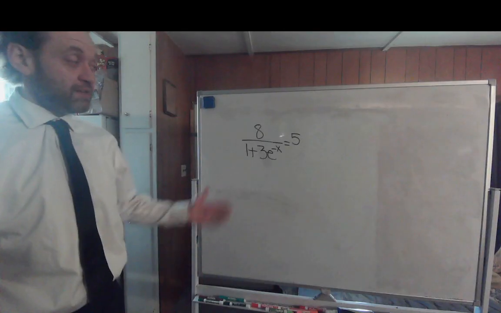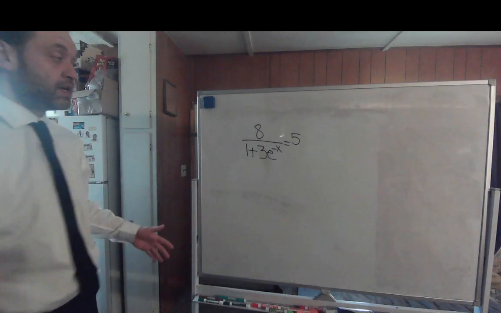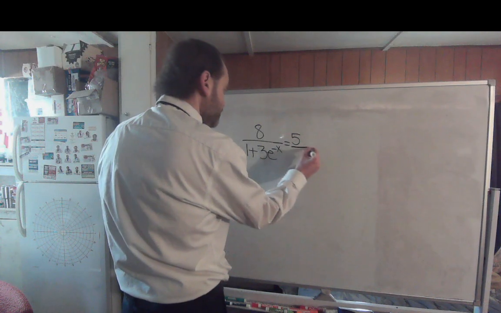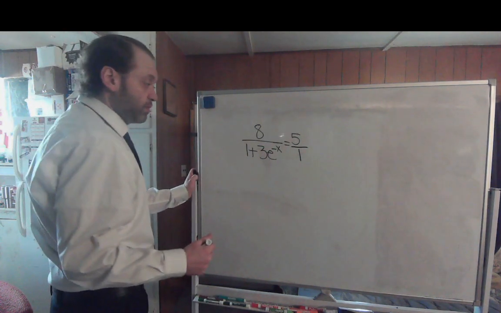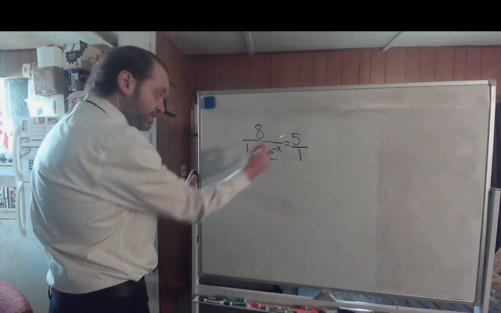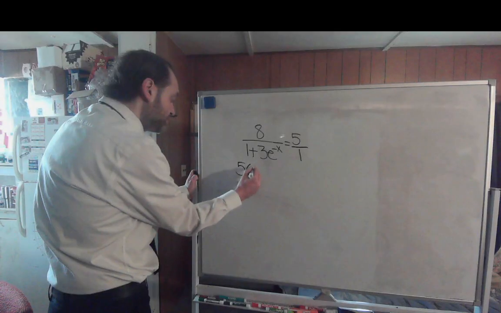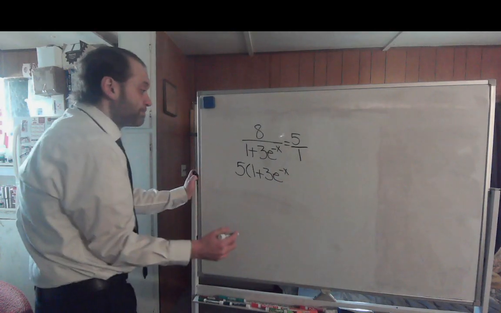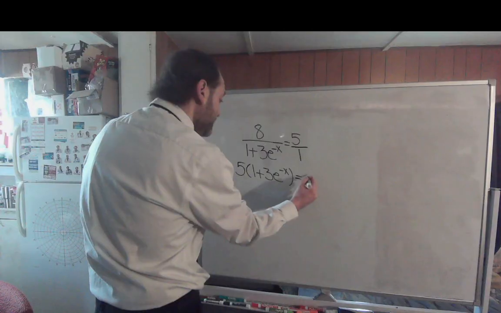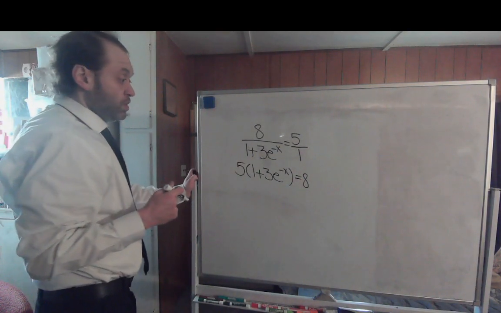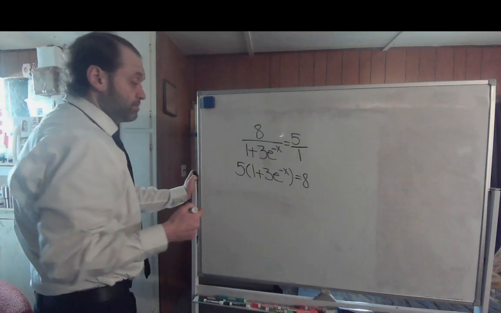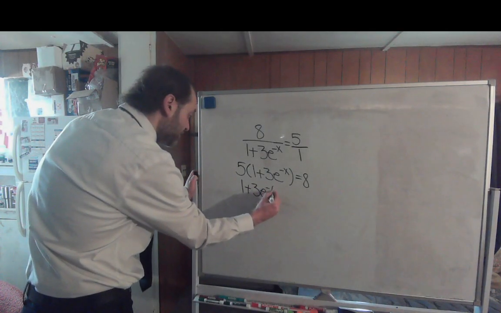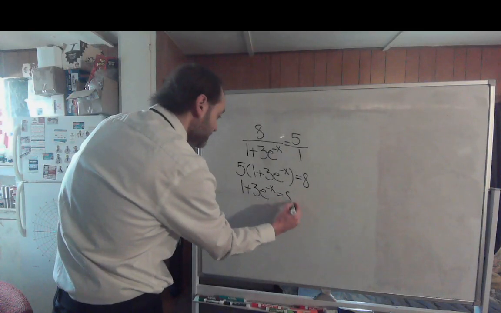Well, we definitely got to solve for x, but in this case, you can always think of it like a proportion, right? Because the right side is 5 over 1. So how you can solve this is cross multiply. You'll get 5 times 1 plus 3e to the negative x would equal 8, which now we can divide both sides by 5. You'll get 1 plus 3e to the negative x would equal 8/5.